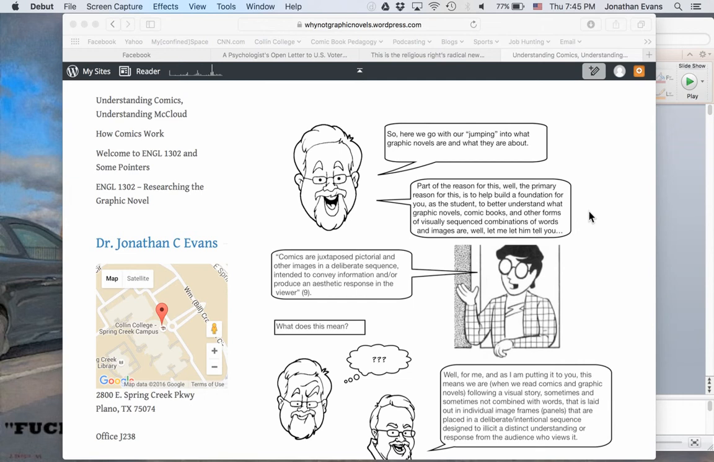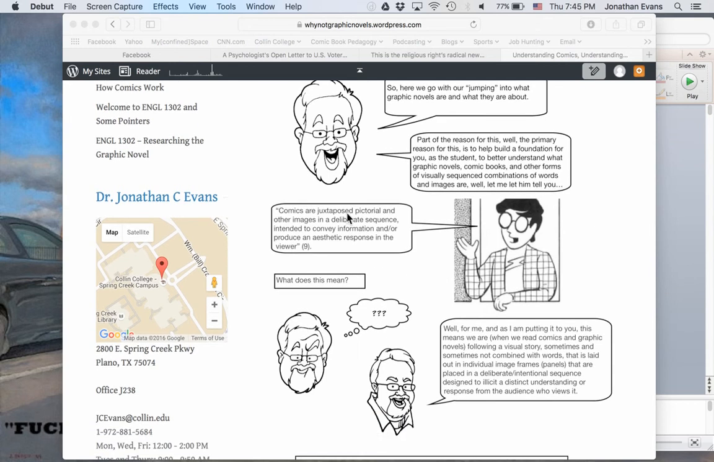And so you'll notice here that in a lot of my postings, I use this avatar version of myself. And in this one, I'm including not only my own little pop-up head version of myself, but I've included McCloud. And so I'm going to start here by looking at McCloud's definition for what he says comics are. And he says comics are juxtaposed pictorial and other images in a deliberate sequence intended to convey information and/or produce an aesthetic response in the viewer.